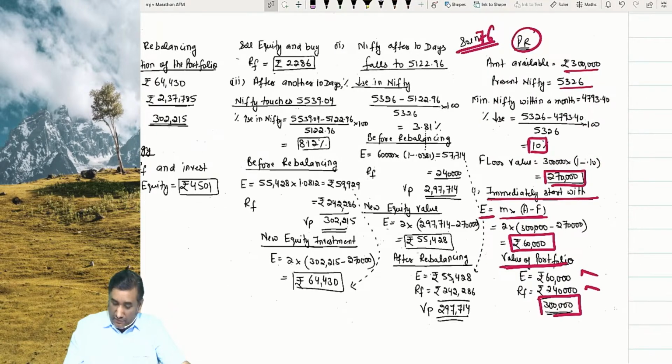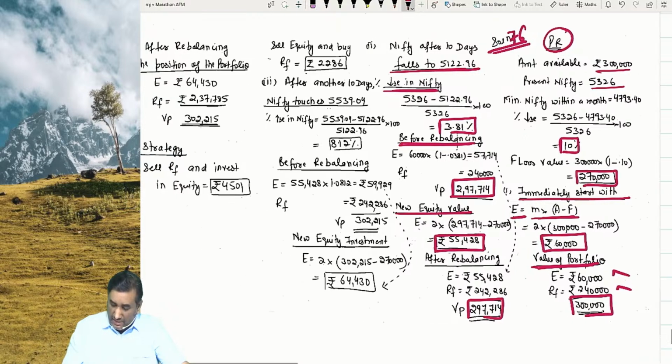So we say Nifty after 10 days falls to 5122.96. Decrease in Nifty is equal to 3.81. Before rebalancing, my value was 297,714. New equity value is 55,428, and after rebalancing, this is what we exactly did.